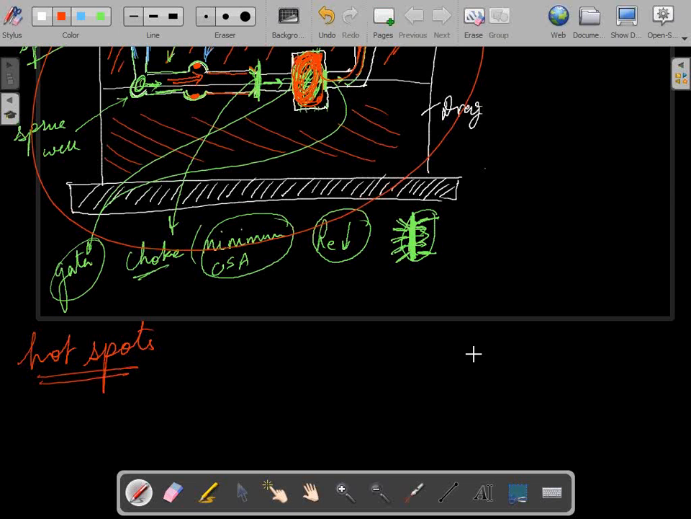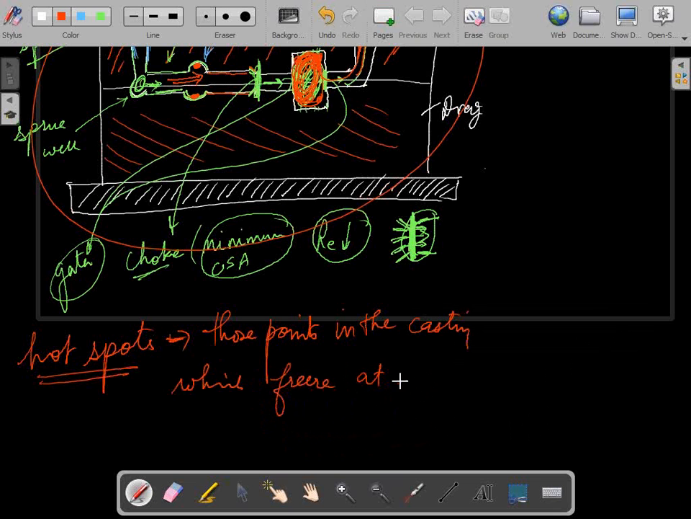See, hotspots are those points in the casting which will freeze at the last. These are points in the casting, or sections of the casting. We'll come to this when we study riser design. These are the points in the casting which freeze at last. This means the heat loss from these spots is the least. They will freeze at last.